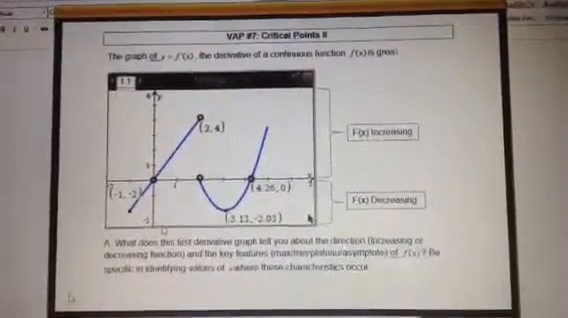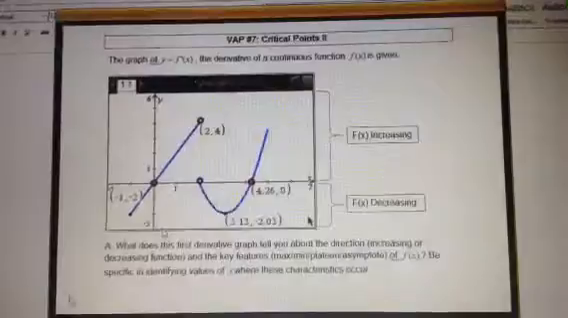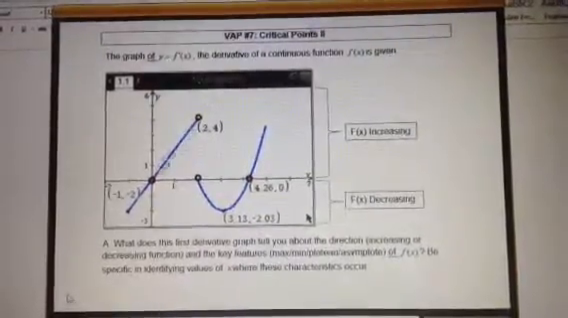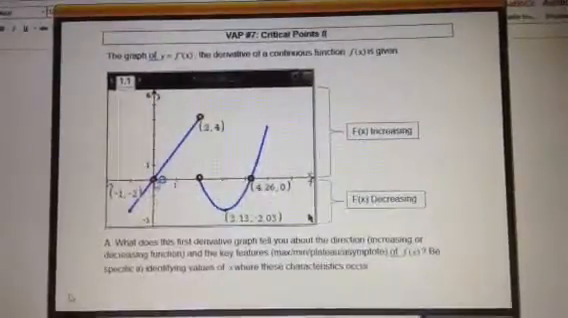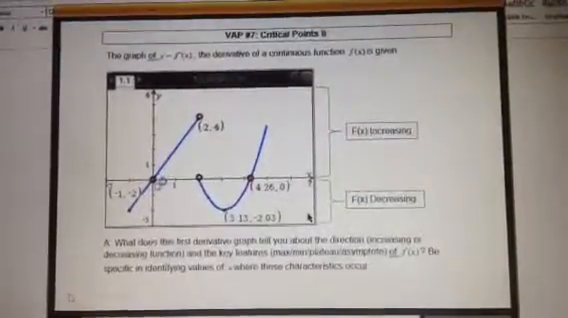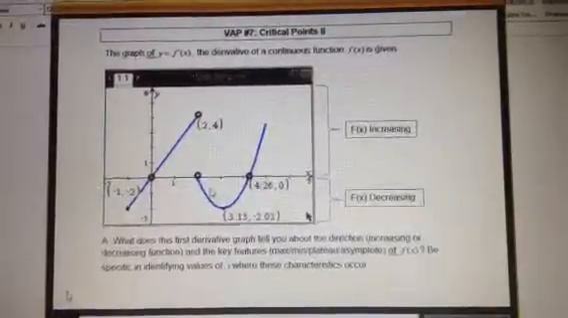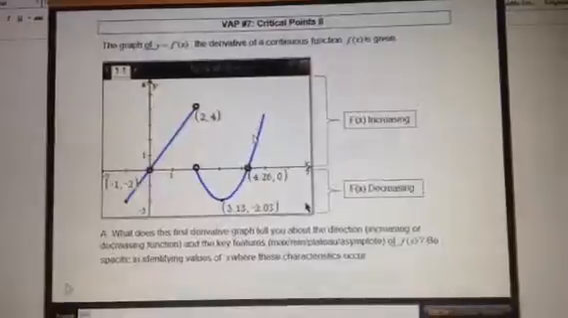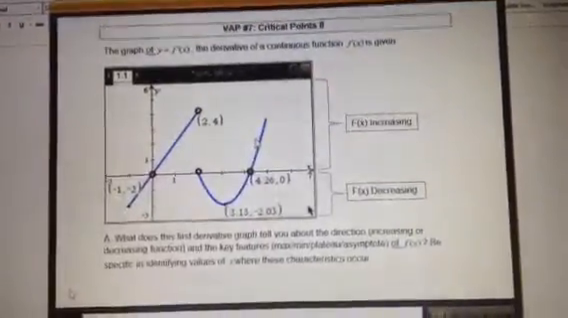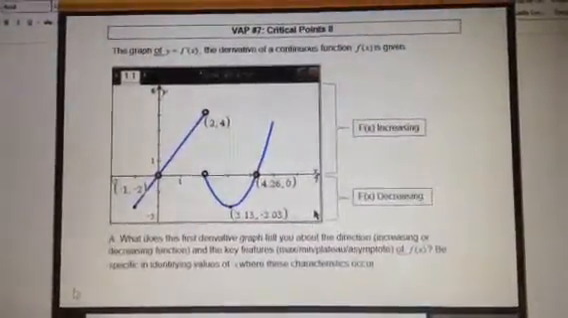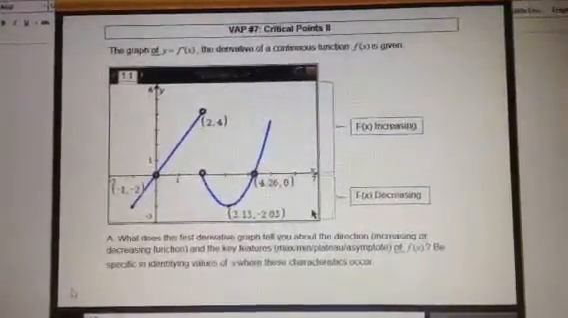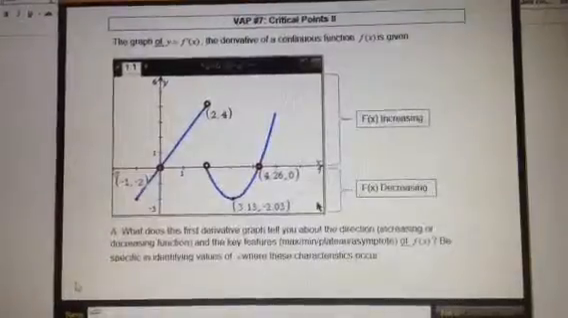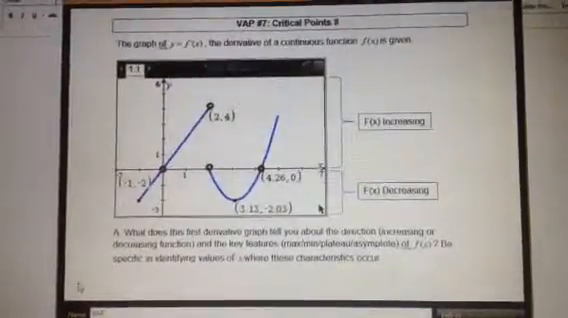We also know that when the graph changes signs from, say here, going from negative to positive, then the graph will have a minimum. And when the derivative graph changes from negative to positive again, it has another minimum. Therefore, the original function graph has two minimums, one at x equals 0 and one at x equals 4.26.